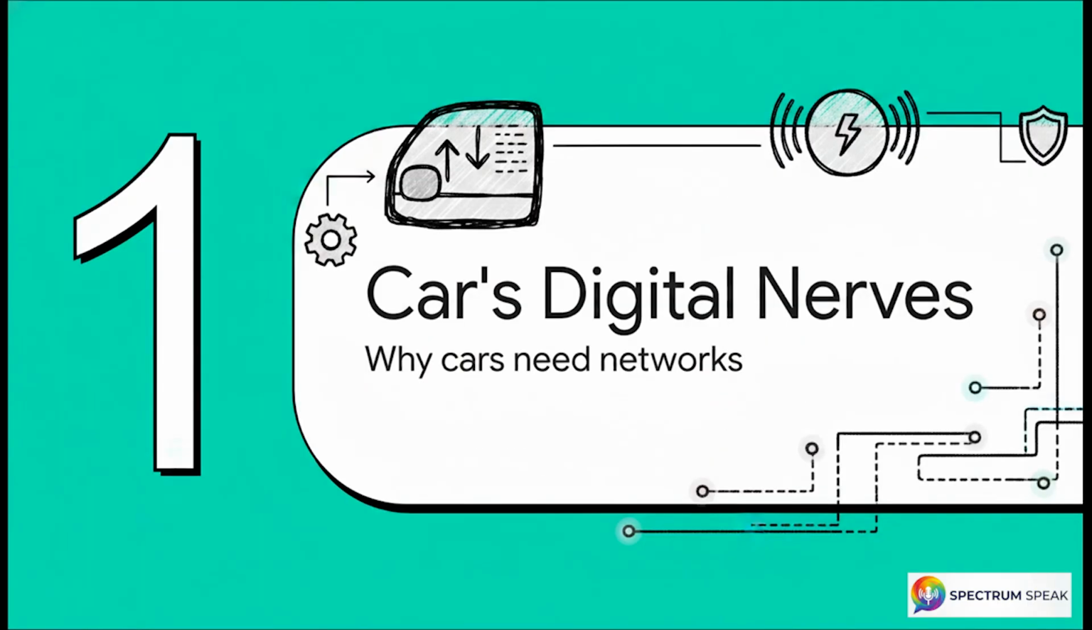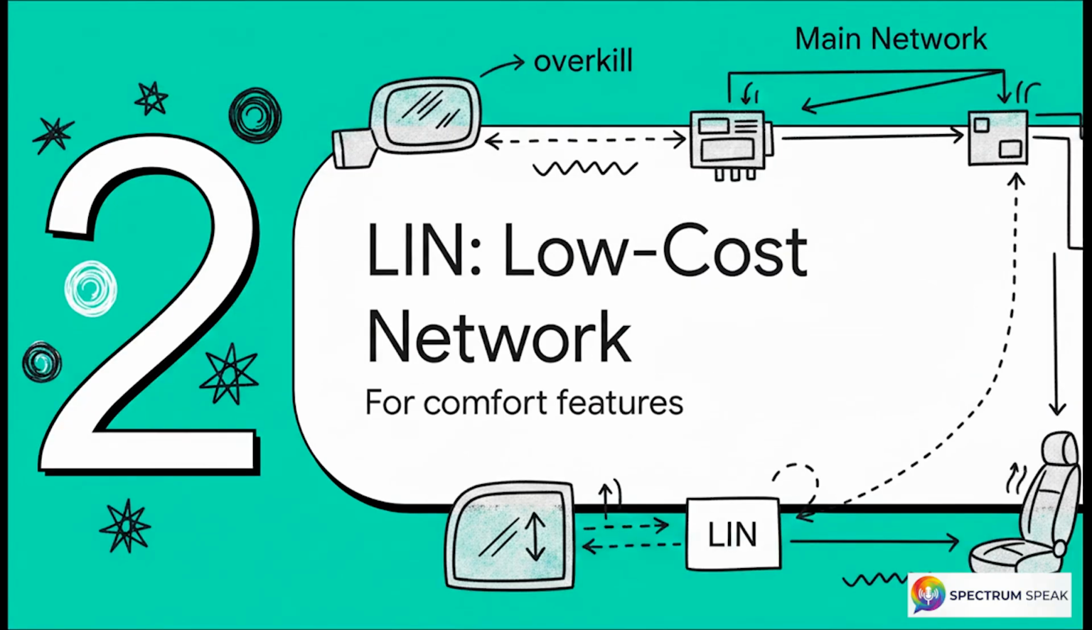Right, so you might be asking, why not just one single network for everything? Well, think about it. The system that controls your power windows has totally different needs than the one that fires your airbags, right? One just needs to be cheap and simple, but the other has to be unbelievably fast and completely fail-proof. That's why cars use a bunch of specialized networks, with each one being the perfect tool for a very specific job. So let's start with our first system, LIN.